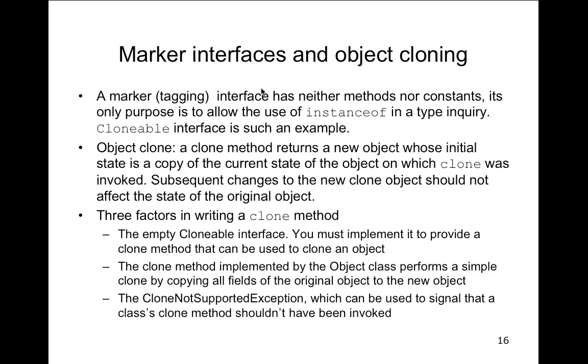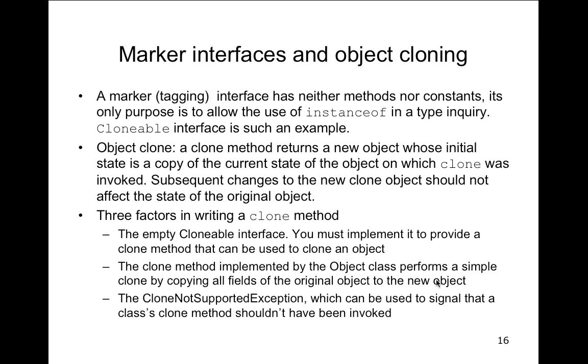So the Cloneable interface is an example. We can clone objects in terms of what they are, and we can make objects into other objects. The clone method returns a new object whose initial state is a copy of the current state of the object on which the clone was invoked. So it's like making a copy or a clone, the same English meaning of the word clone used in other situations. Subsequent changes to the new clone object should not affect the state of the original object. So instead of copying one variable to another, we're cloning the variable, which is similar, actually, in concept.